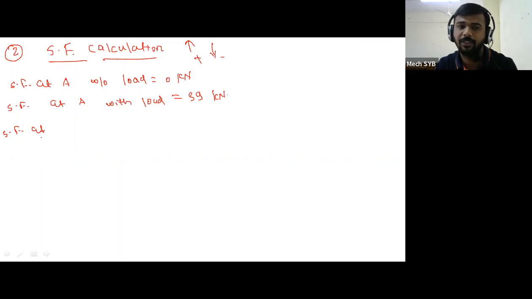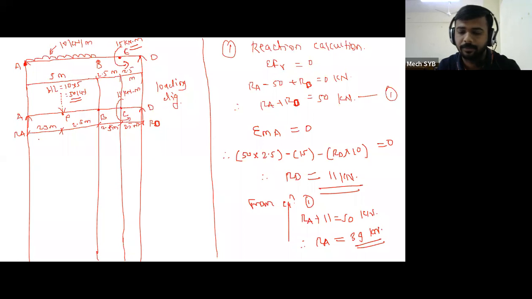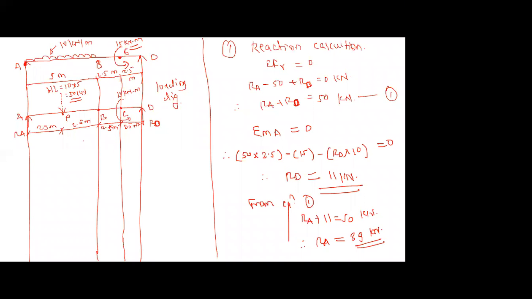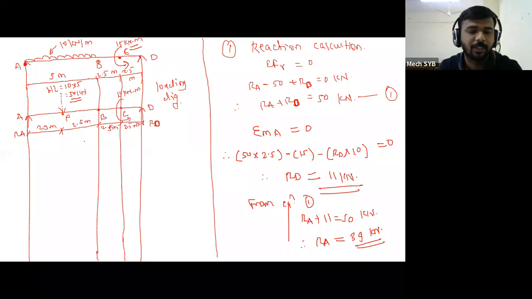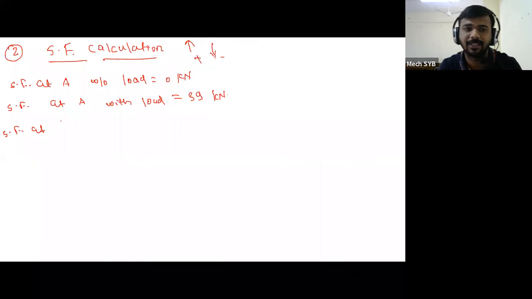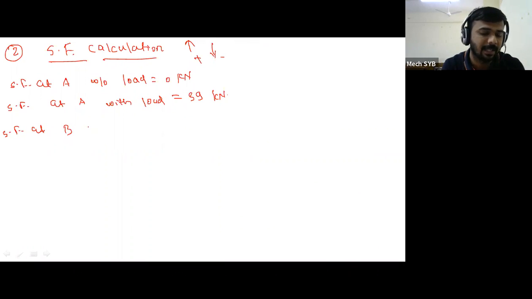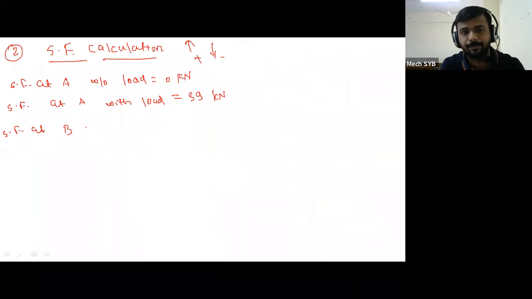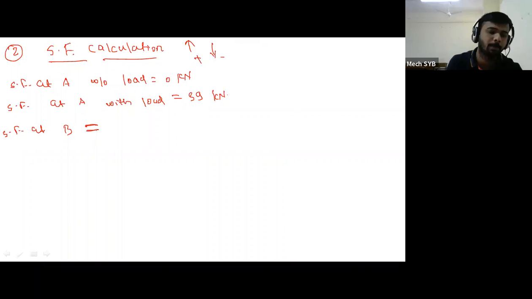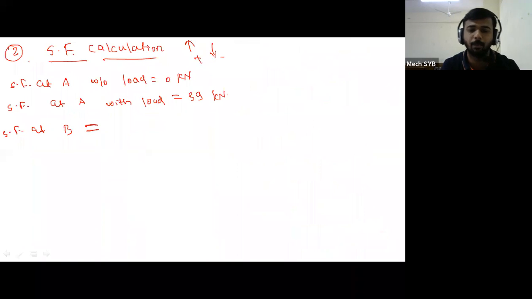SF at what is the next point? B. Don't take P. This is just for your understanding. SF at B with load and without load condition इथे घ्यावी लागेल का आपल्याला? नाही. No. कारण पॉइंट बी ला पॉइंट लोड पण नाही आणि रिएक्शन पण नाही. सो SF at point B.